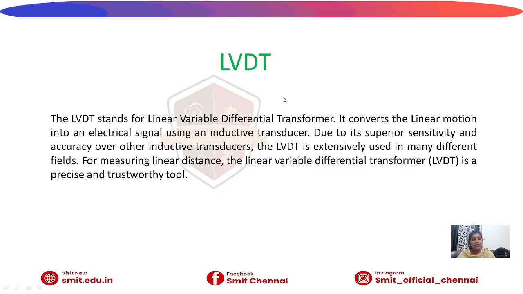LVDT is a linear variable differential transformer. We can call it a transformer or a transducer. Here, transducer means it converts one type of energy into another type of energy. The LVDT converts linear motion into an electrical signal, right? It is actually used in many different fields.